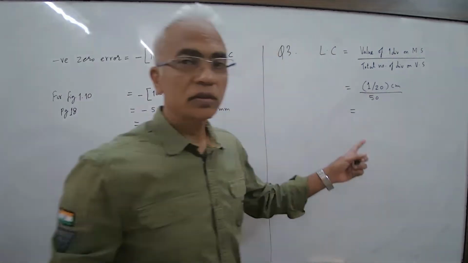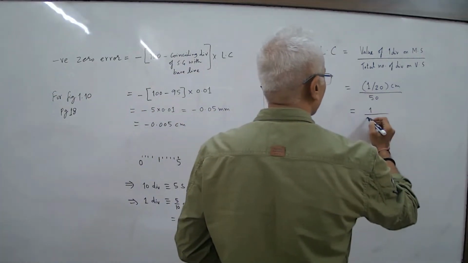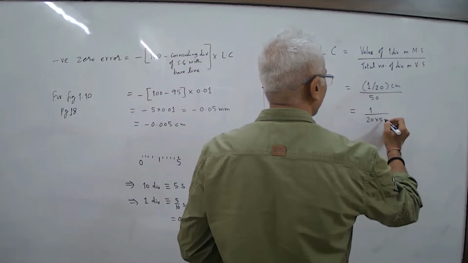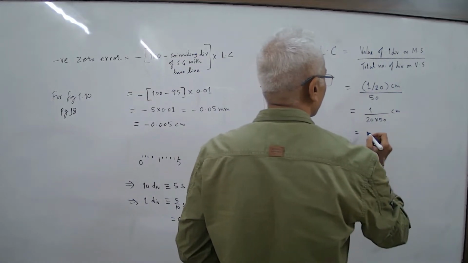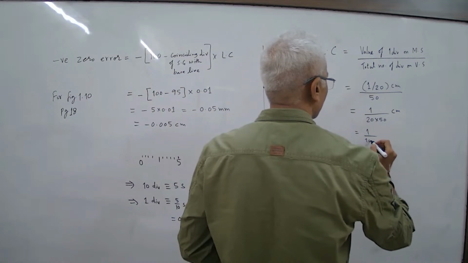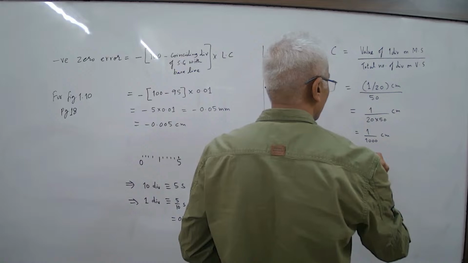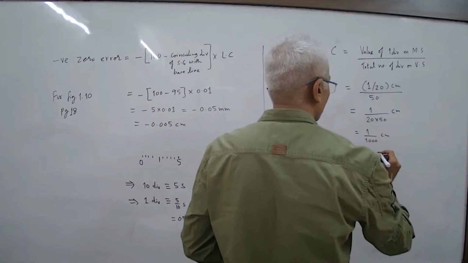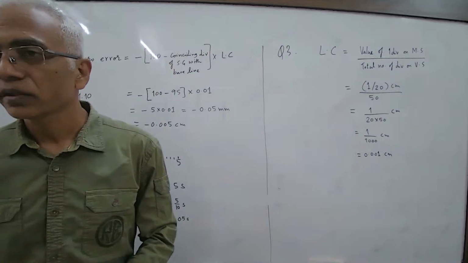So now this is a fraction. This becomes 1 upon 20 into 50 centimeters. So this is 1 upon 1000, so it will be 0.001 centimeter. Isn't it?